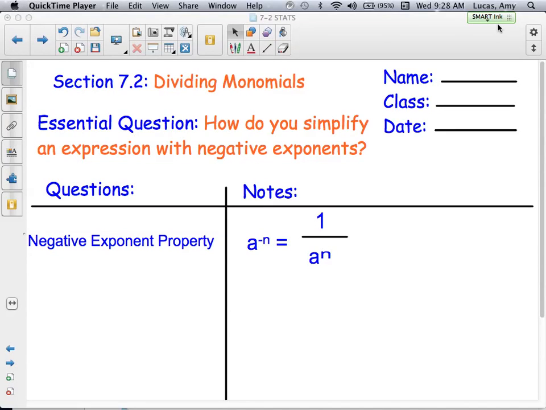Lesson 7-2, Day 2, Dividing Monomials. Our essential question is, how do you simplify an expression with negative exponents? So we have one new property today. It's the negative exponent property.